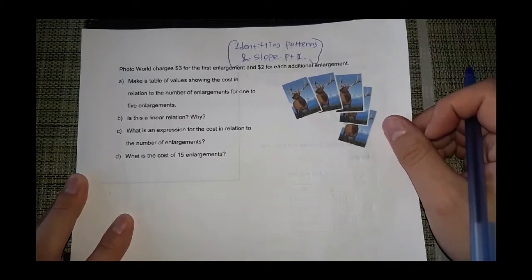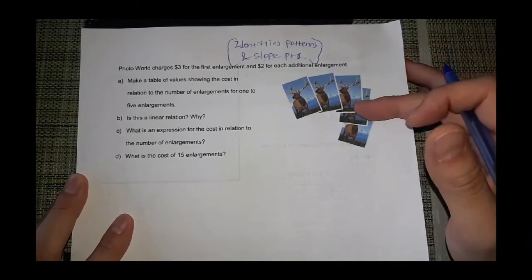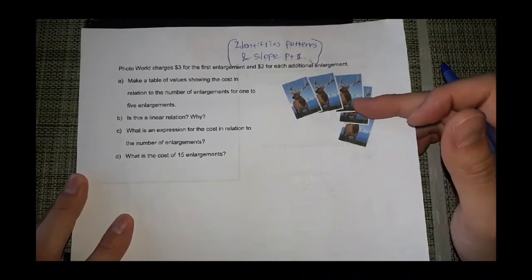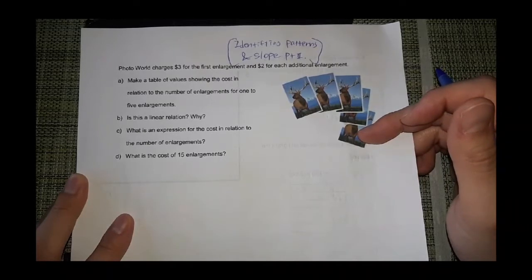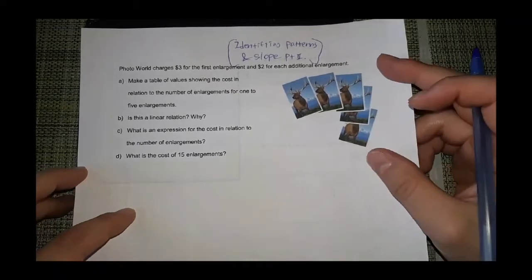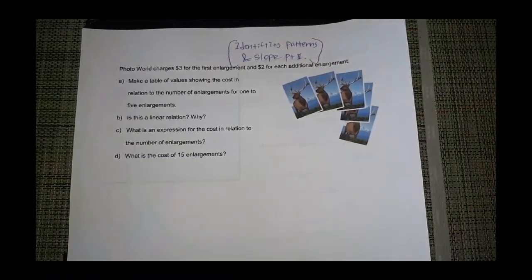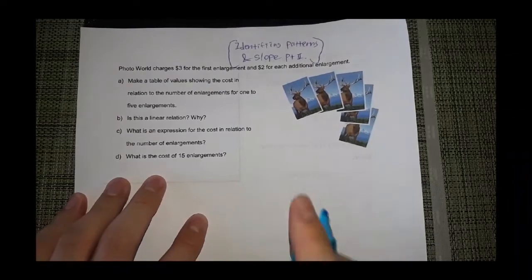Our to-do list is: make a table of values using the word problem that shows the cost in relationship to the number of enlargements, and we need to explain if it's linear or why, and we need to find what the expression is for the cost in relation to the number of enlargements. Lastly, what is the cost of 15 enlargements? So this is a good recap question from last time too. And for people who struggled in the first lesson, this is a good reinforcement.